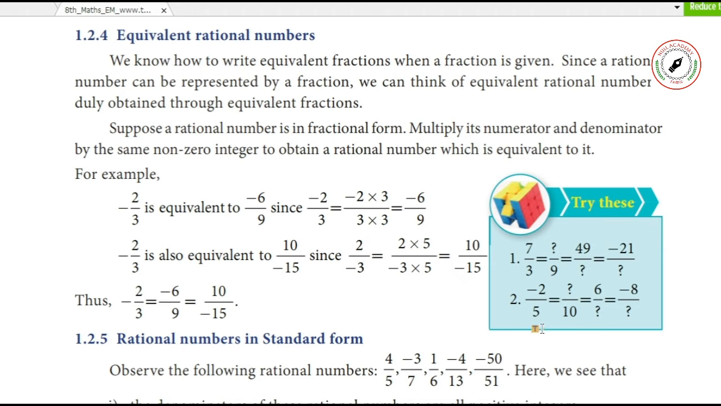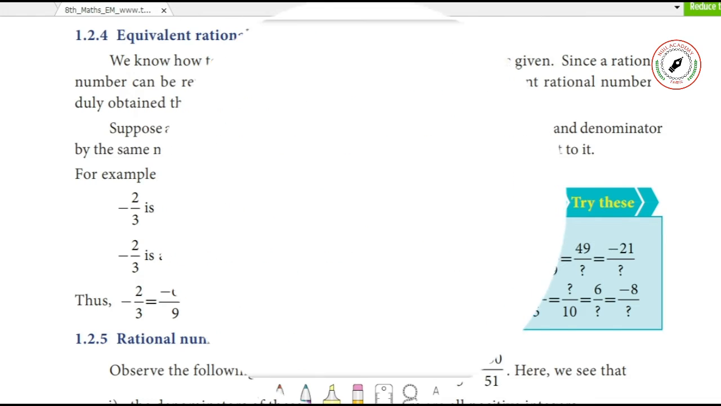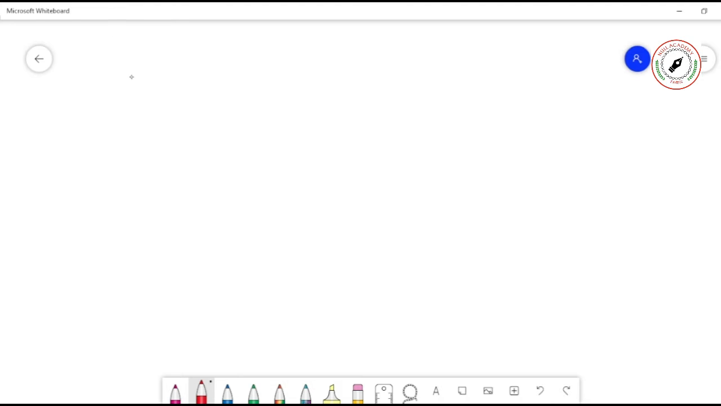Can you do this? Minus 2 by 5. We will do the same exercise again. Okay? The second exercise. Read the question. Minus 2 by 5 equals question mark by 10. 10 means immediately you can understand, multiply by 2. Then equals 6 by question mark, equals minus 8 by question mark, isn't it?